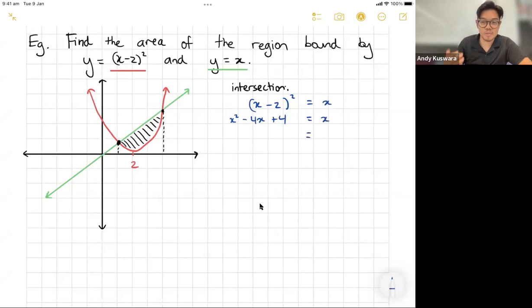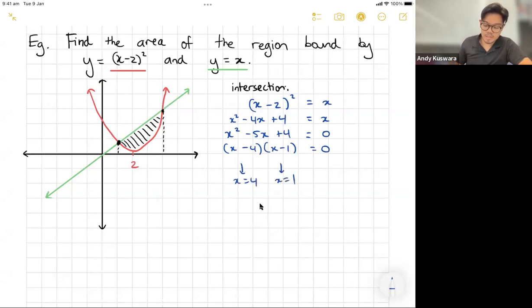Now I'm dealing with a quadratic, so I'm going to move everything to one side. I've got x squared minus x, so that's going to be x squared minus 5x plus 4 equals 0. Now to factorize this, I'm going to get (x minus 4)(x minus 1) equals 0. So from here, I can see that x would either equal 4 or 1. Looking at that, I can see that my boundaries, my x values, are where I'm going to be integrating, in between 1 and 4.